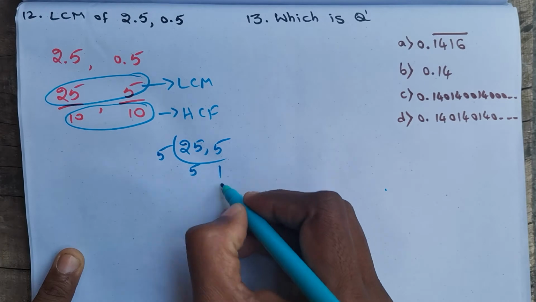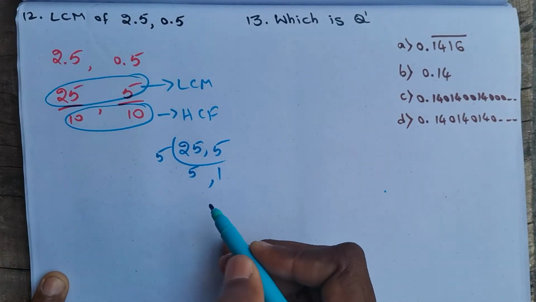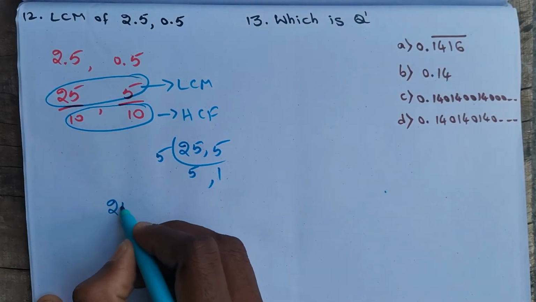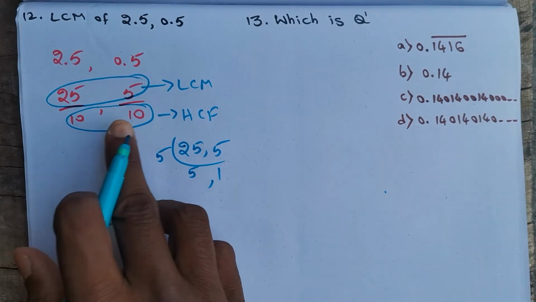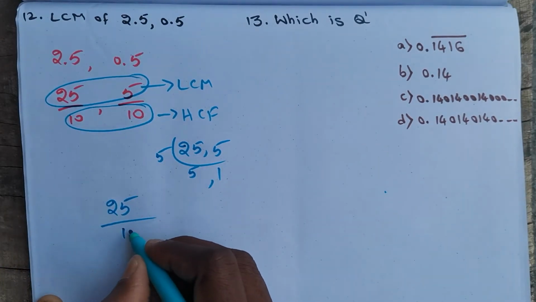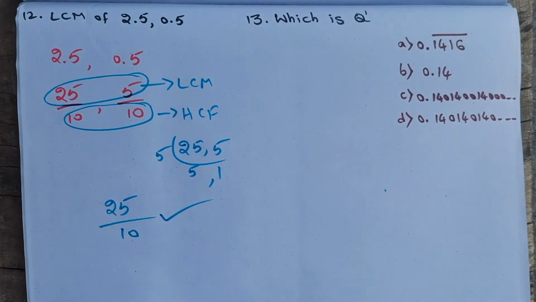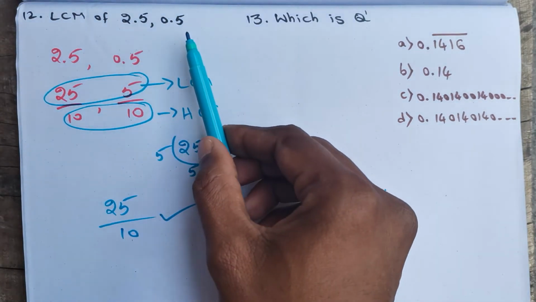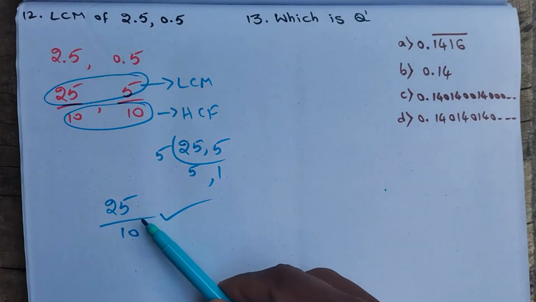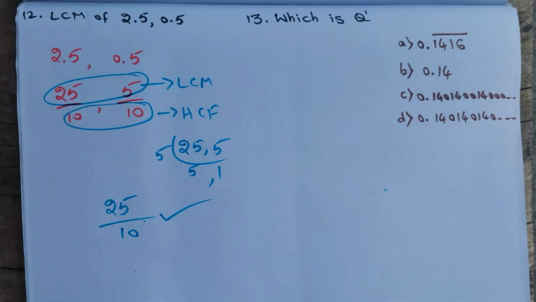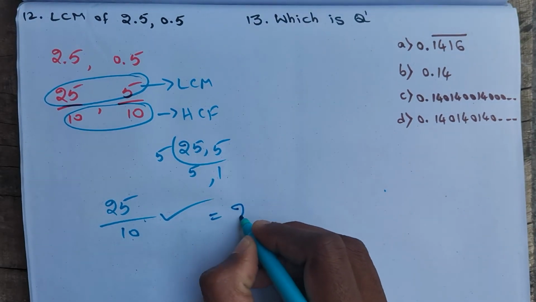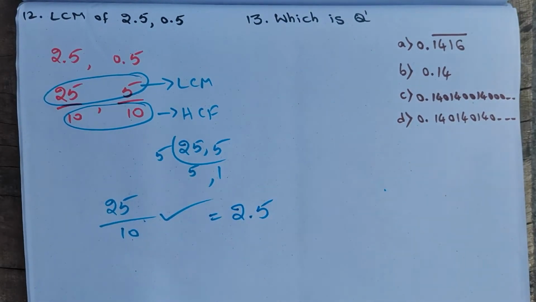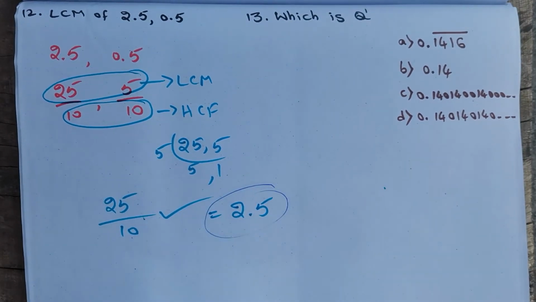5 fives are 25, 5 ones are 5. So 5 into 5, 25 is the LCM. Divided by the HCF of 10 and 10. Obviously it is 10. So the LCM of 2.5 and 0.5 is 25 by 10. 25 by 10 is nothing but 2.5. So the LCM of 2.5 and 0.5 is 2.5. Let's move to the next question then.